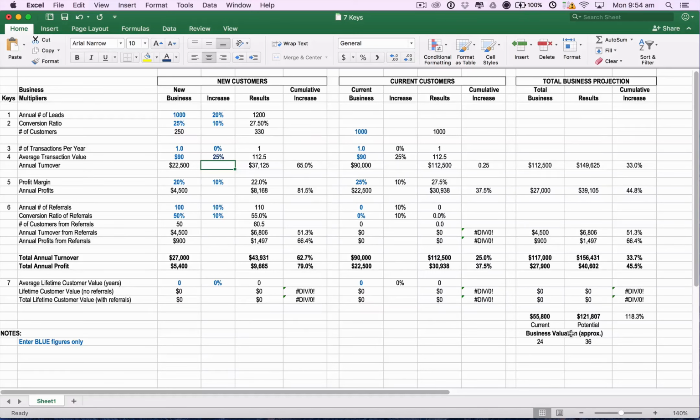So that's all I've got to share with this spreadsheet. Download it, play with it, prove to yourself that by just making some tweaks in many areas, little changes, as they say, little hinges swing big doors. So little changes make a big difference. You just got to do a lot of them.